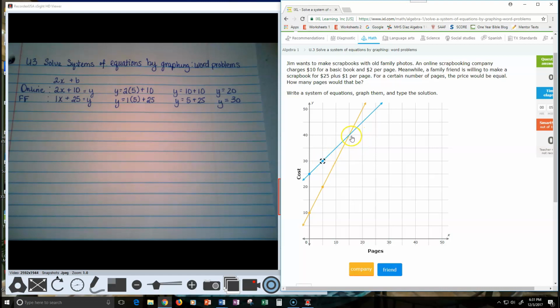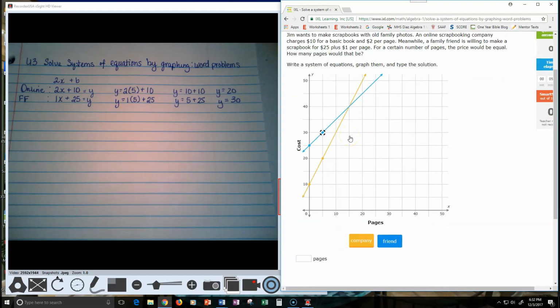Click that. Now look, it's already done our answer for us. So the number of pages would be 15. That's when it's the same.